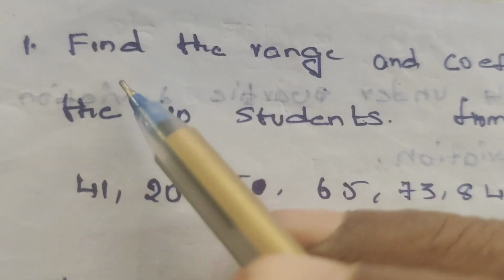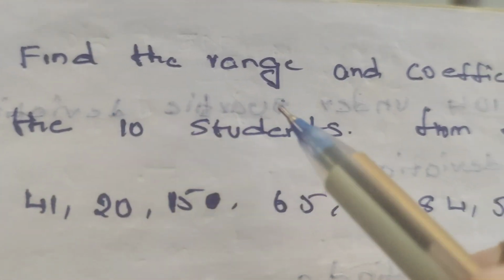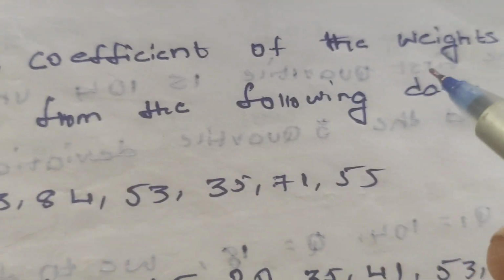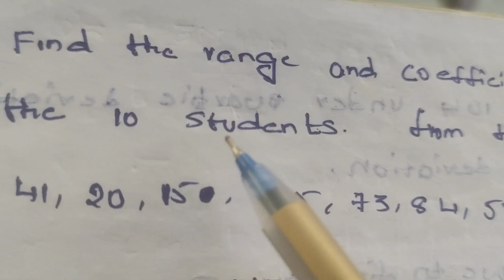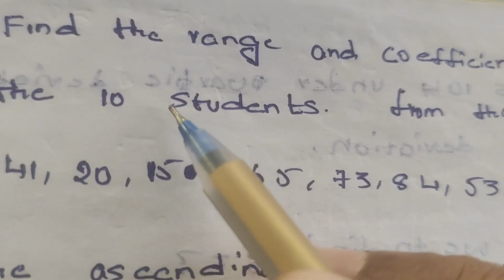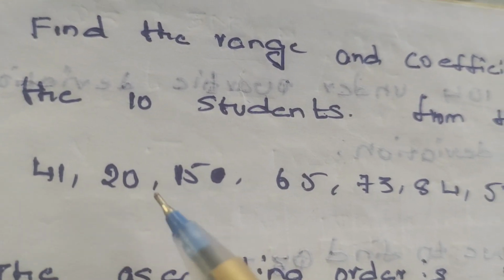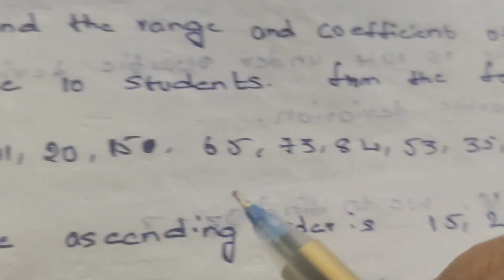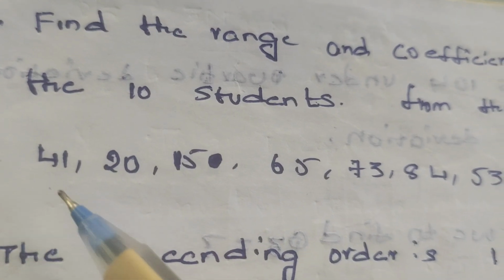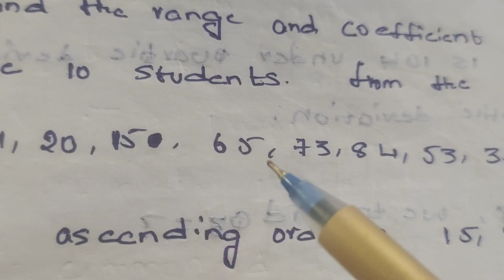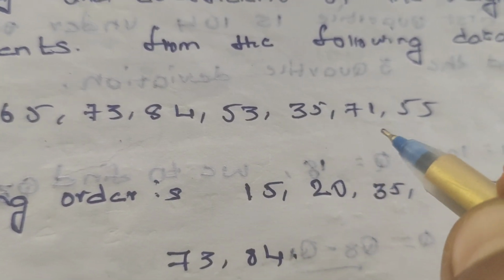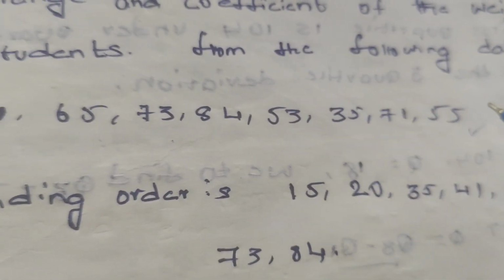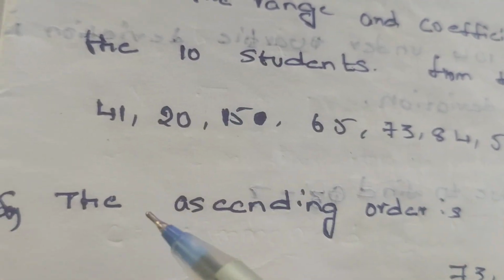Today we are going to explain how to find the range and coefficient of range of the weights of students. Given that 10 students' weights are the following data: 41, 20, 15, 65, 73, 84, 53, 35, 71 and 55.